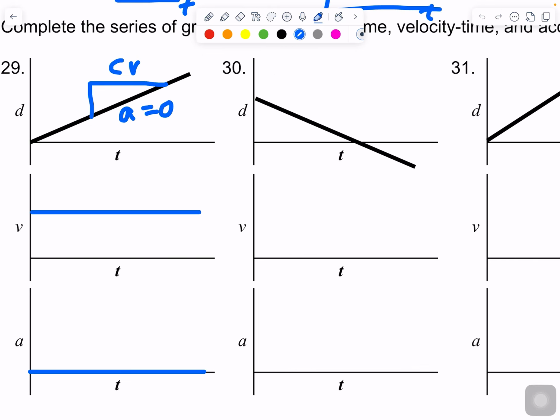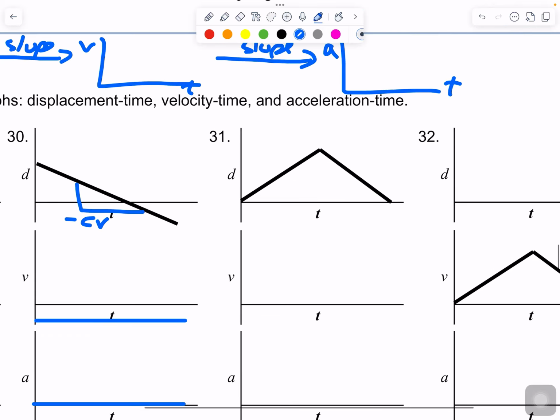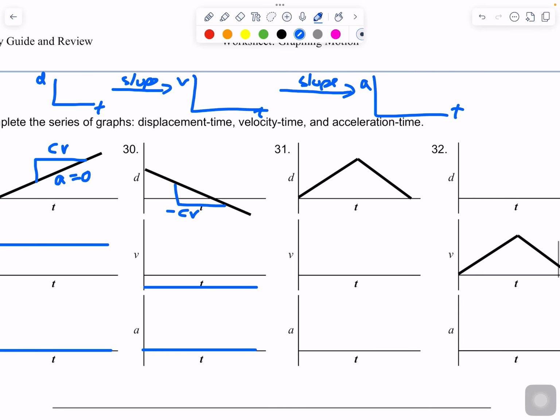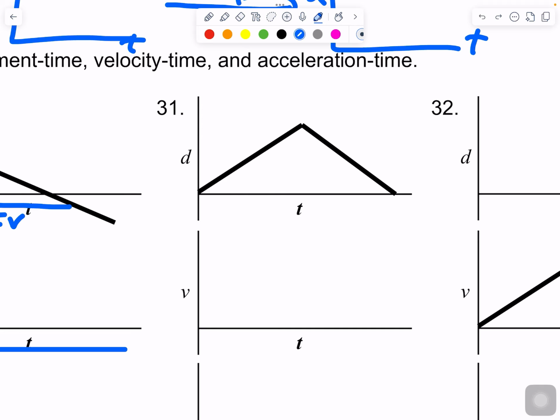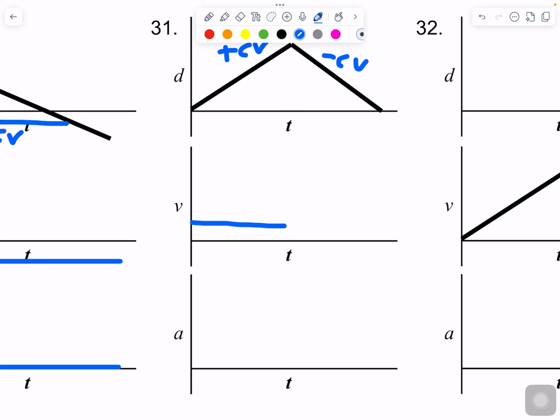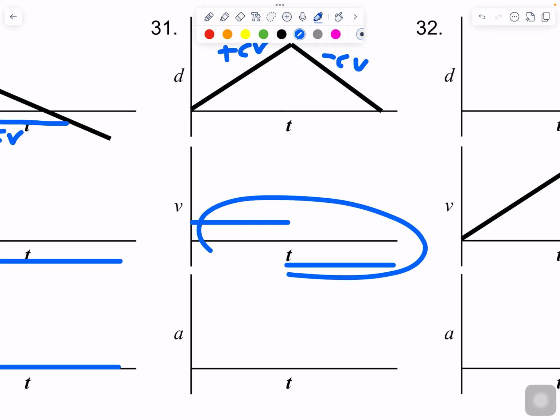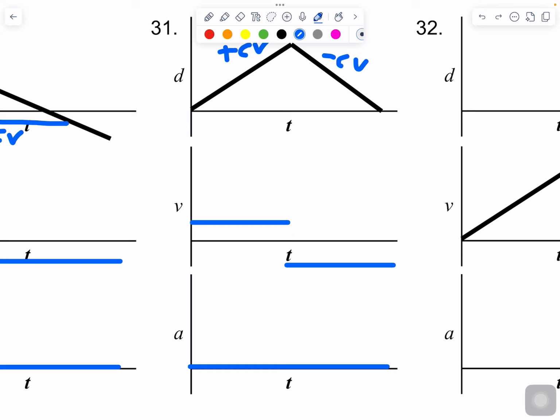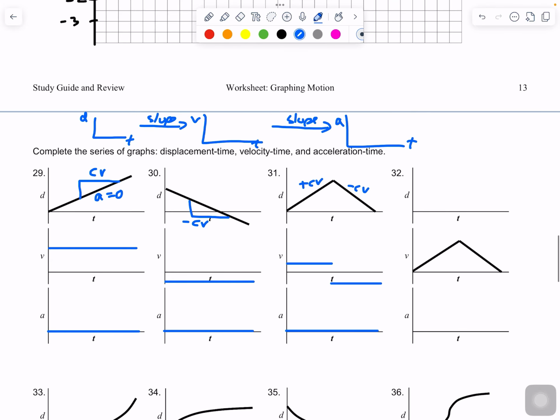This is also showing you a straight line in number 30, but now this is negative slope, so this is negative constant velocity. We can sketch that with a horizontal line under the t-axis like that, for however long this goes, which is also 0 acceleration. 31 is a combination of 29 and 30, the first half and the second half. So this is positive constant velocity, this is negative constant velocity. So I would have something that looks like this. Both of these are 0 acceleration, so I should have a horizontal line at 0 all the way across.